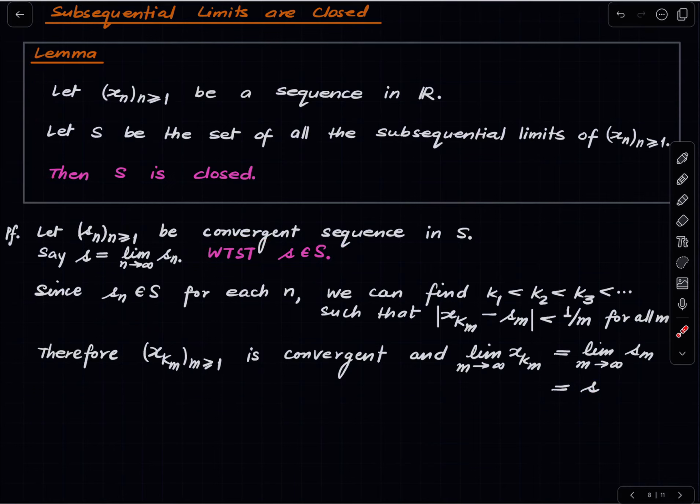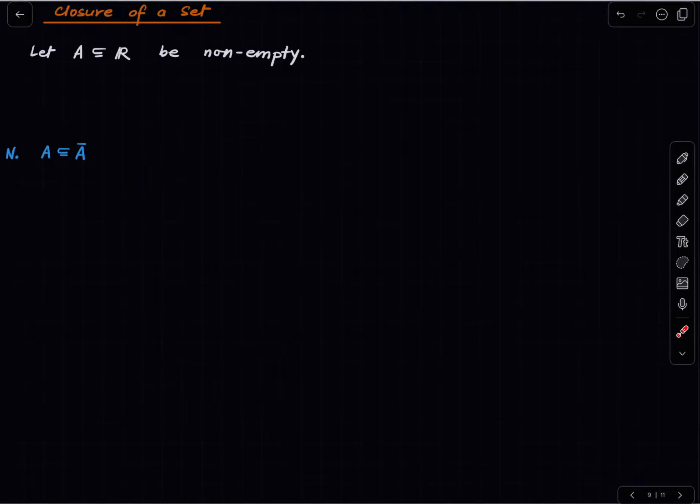Okay. Now finally, we will discuss what is meant by the closure of a set. Just like we had the notion of the interior of a set, we also have the notion of the closure of a set. So the idea, just like the interior captured the largest open set contained in the given set, the closure of a set measures how closed is a set. So let's define it. So fix a non-empty subset A of reals.